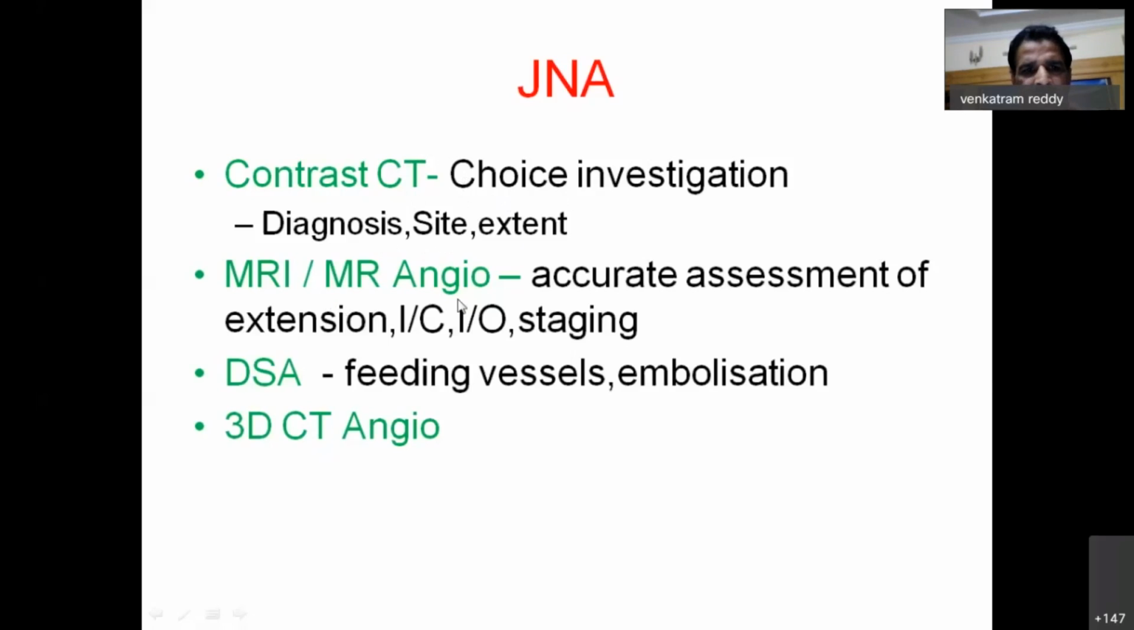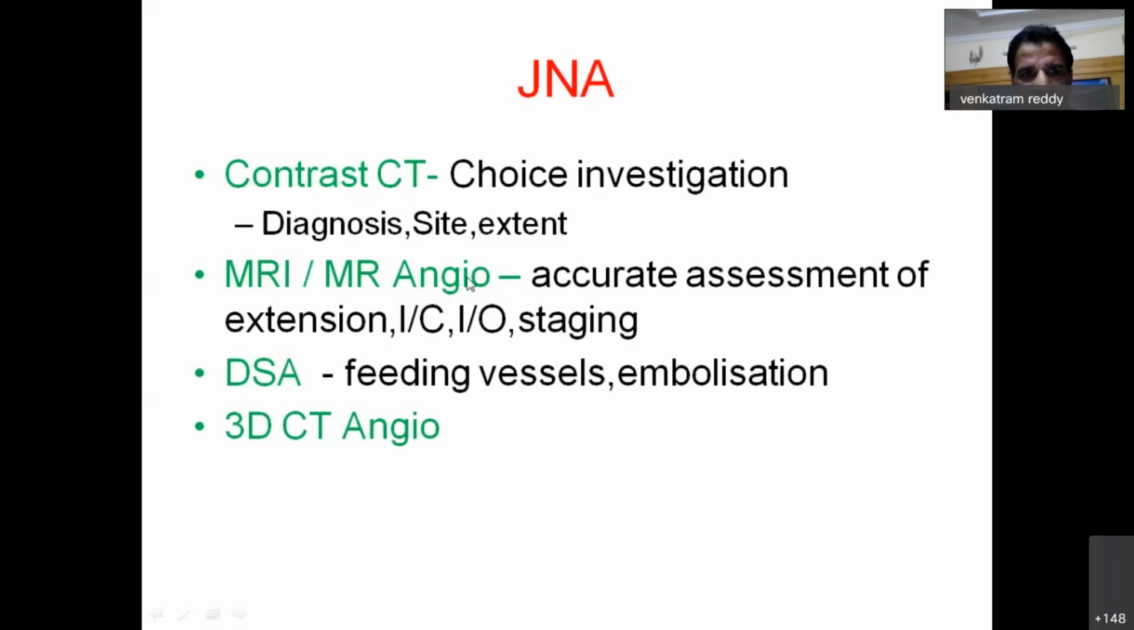And MR angio has got a lot of importance of late. The MR and MR angio can accurately assess the extension of the tumor, whether it is going intracranially and eroding the orbit, or eroding the skull base and dura, or going intraorbitally. Soft tissue invasion can also be delineated with the MR and MR angio. So the exact extent of the tumor can be given by MR, which is useful for staging of the JNA. The staging of JNA should be done with the contrast CT as well as the MR.